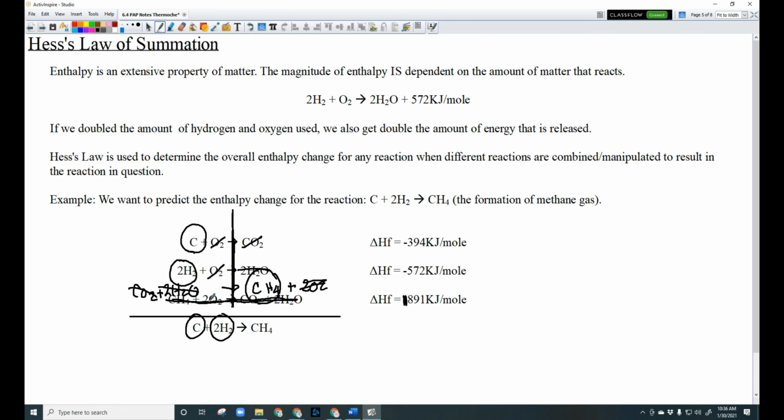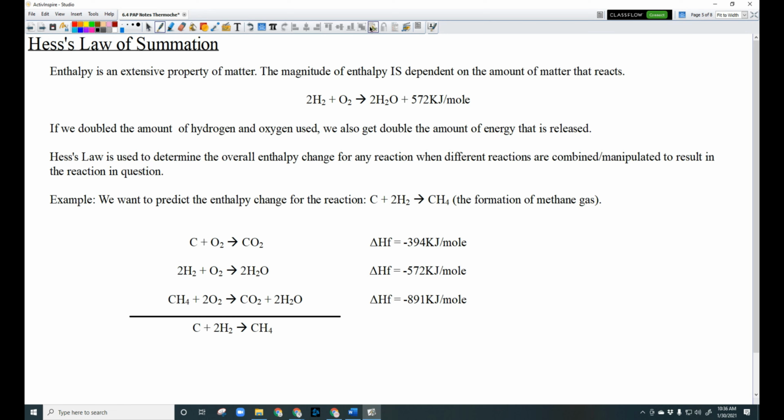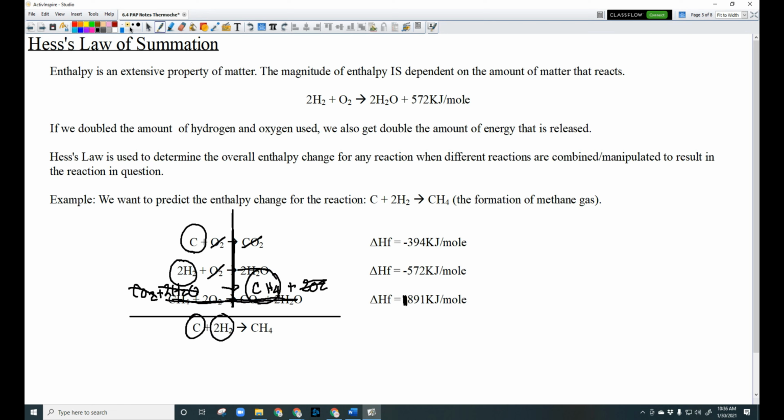Okay, I've manipulated and canceled so that it does equal my final reaction right here. Oops, I didn't want to do that. Let me go back. I just wanted to erase. Okay, erase this. So again, I've manipulated and canceled from these reactions that I have known values for to end up with a reaction that I wanted that I don't have a value for.